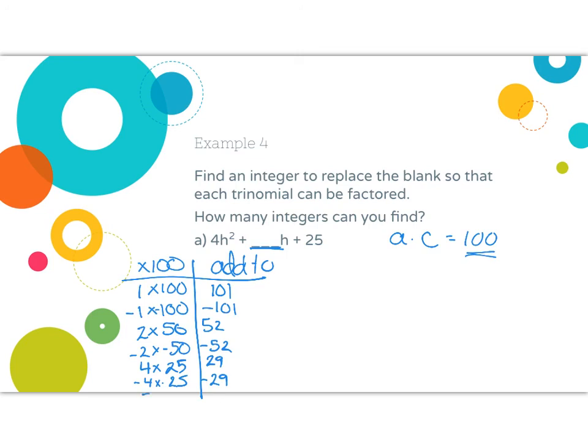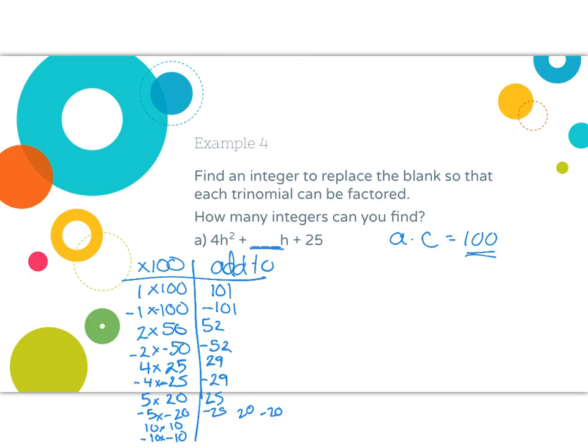I can have 5 times 20, or negative 5 times negative 20. I can also have 10 times 10, or negative 10 times negative 10. So these are all the factors that could multiply to our 100. We're going to get positive 25, negative 25. I'm running out of room here. 20 and negative 20. Okay, so those are all the numbers that we could add to the blank.